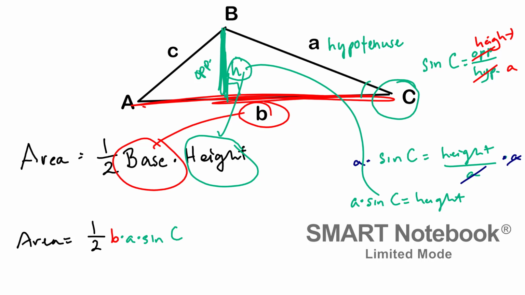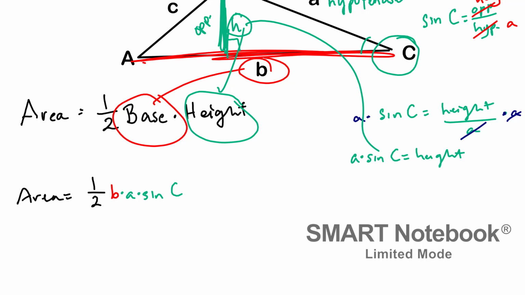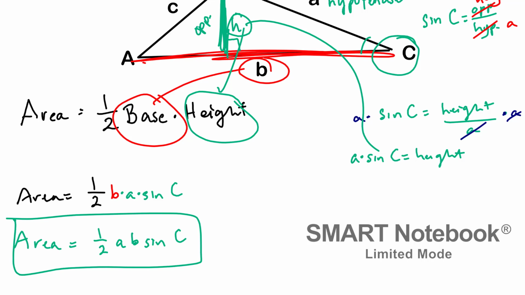And now we have some things that are written out in terms of just the sides that we have and one of the given angles where we don't have to necessarily know the height of a triangle. And we'll generally rewrite this in this way, that area is going to equal 1/2 AB sine of C. And this is going to be a handy area formula that we can use.